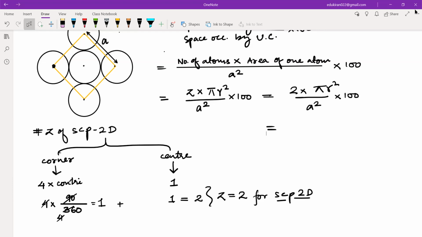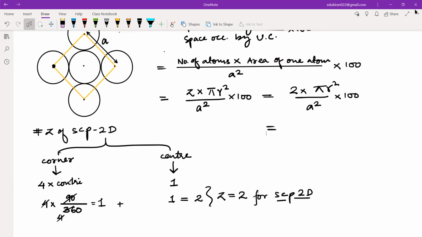Yes, any idea? We have to eliminate R and A. How should we do that?